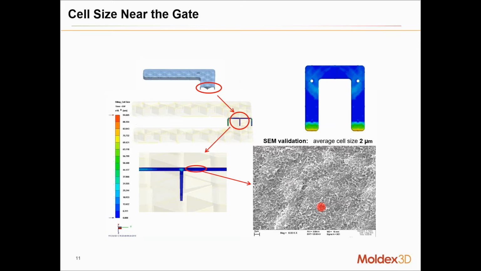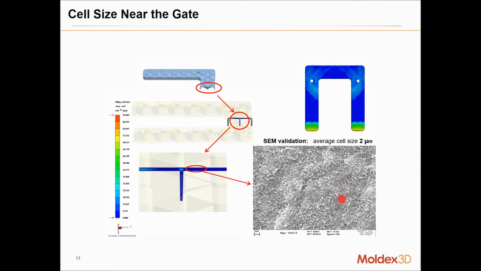Both the size as well as the density, or the number of bubbles, define how good a foaming you have had. So for this part, when you take a look at the cross-section of the part closer to the gate, you are able to see what your cell size distribution is like. Close to the gate, you see that the cells are very small in size. And that corresponds very well with the SEM scan taken of the actual cross-section of the part, which shows the average cell size to be around or less than 2 microns.